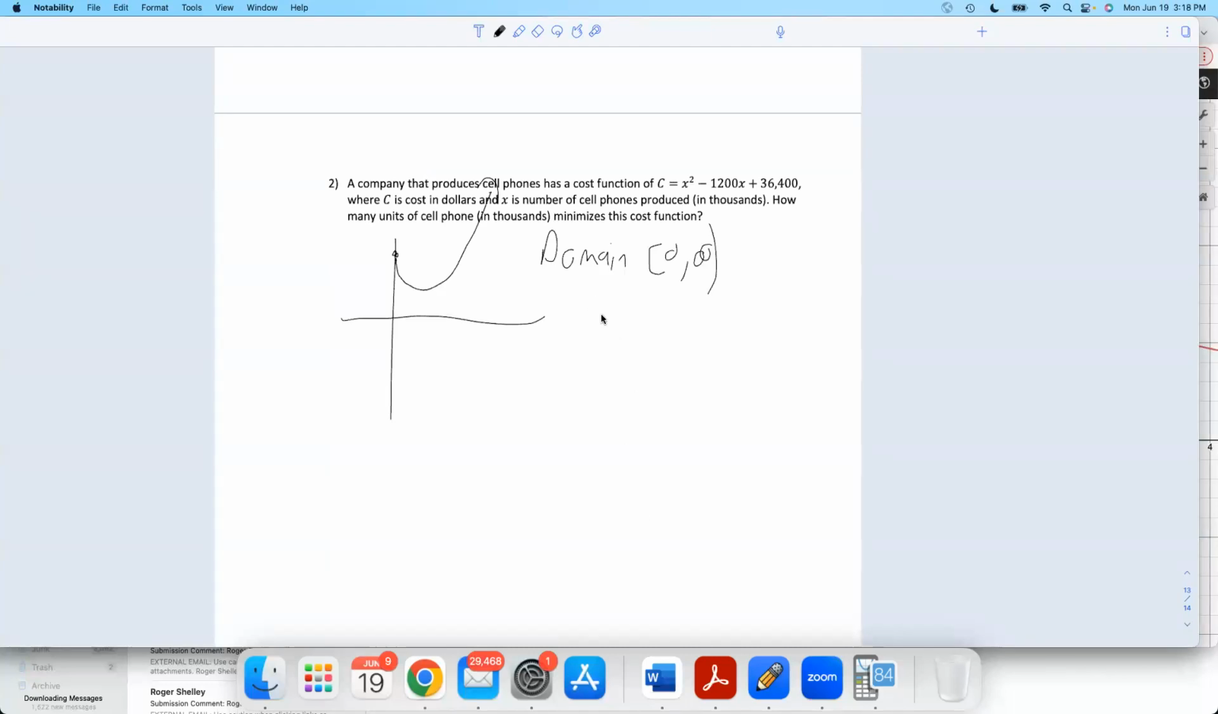You know the x-coordinate of the vertex is opposite of b over twice a. You know this. There's b, there's a. 1200 over 2, 600. So 600,000 cell phones is when we minimize cost. We're done. This is the college algebra problem. I would put this same problem on my college algebra tests. You know the minimum of a parabola occurs at a vertex.